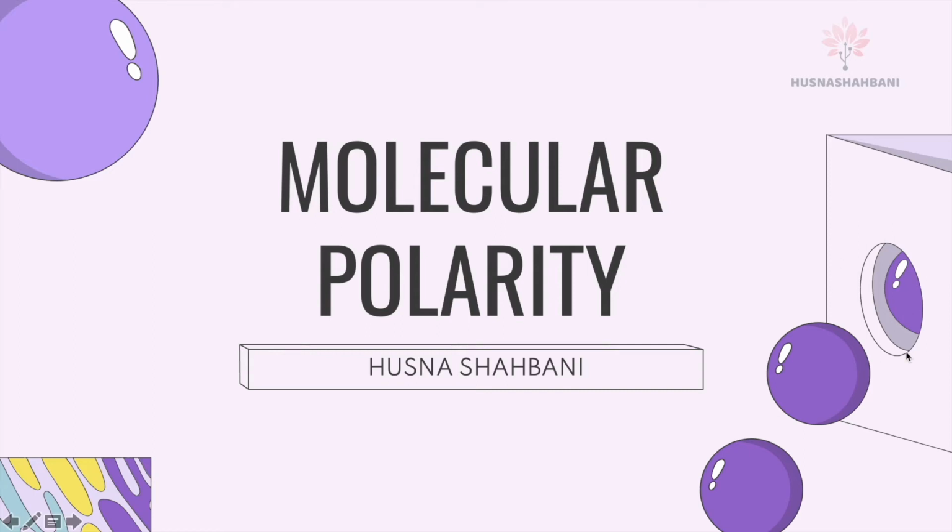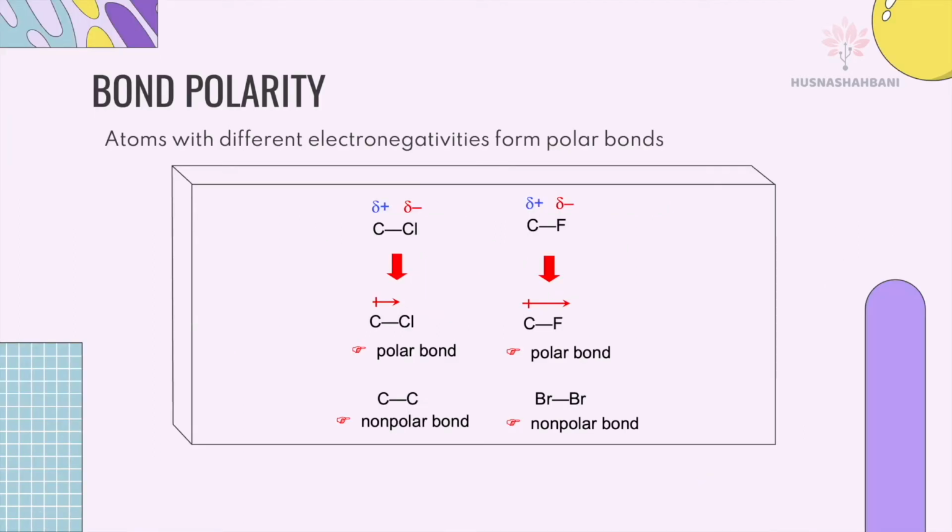Molecular polarity. Bond polarity. Atoms with different electronegativities form a polar bond. For example, carbon bonded to chlorine.